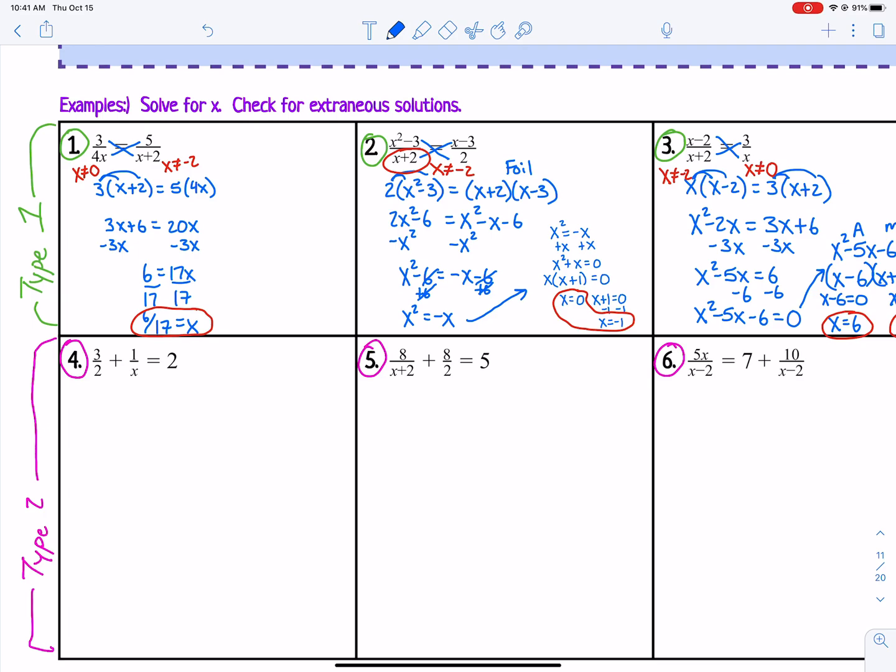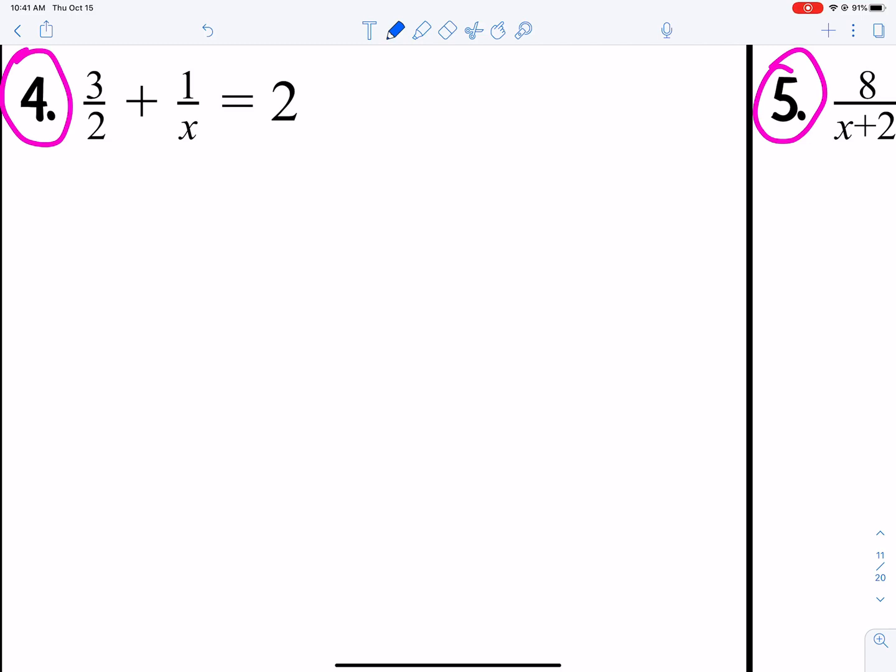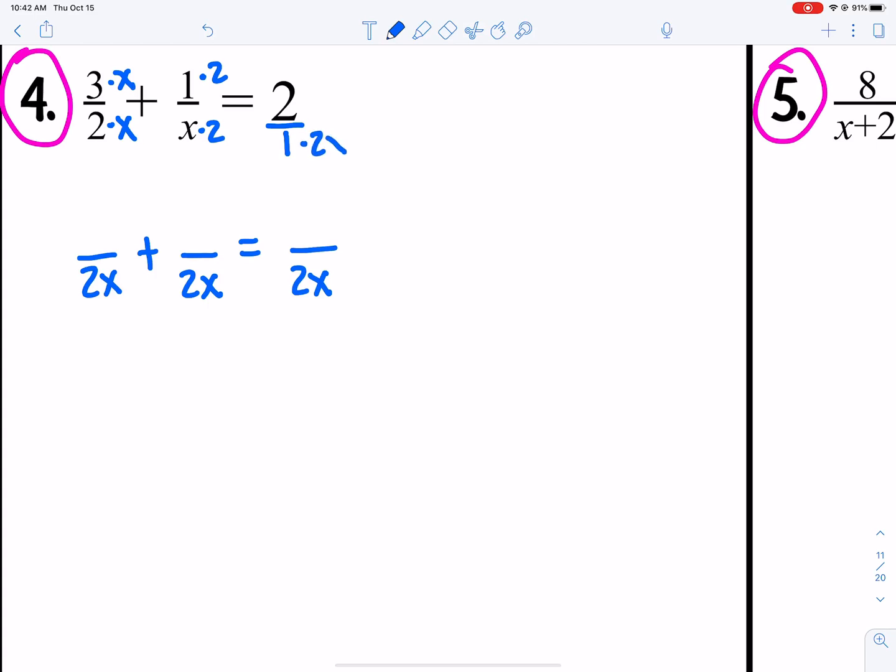We've got 3 halves plus 1 over x equals 2. So the first thing I want to do in this case is find a least common denominator. So treat that 2 on the right like there's a 1 at the bottom. And then I'm going to make them all become the same. So to make them all the same, I just need to have 2 and x. Because I can now multiply the first fraction by x, the second fraction by 2, and the third one by 2x. And that way they will all become the same denominator.